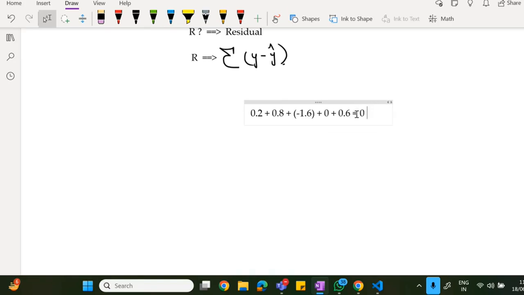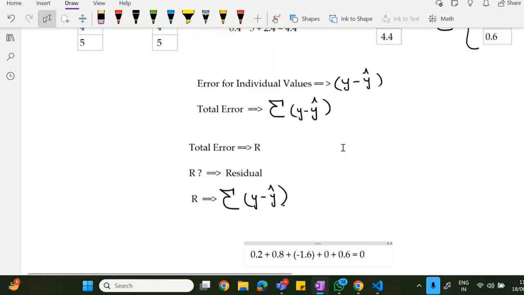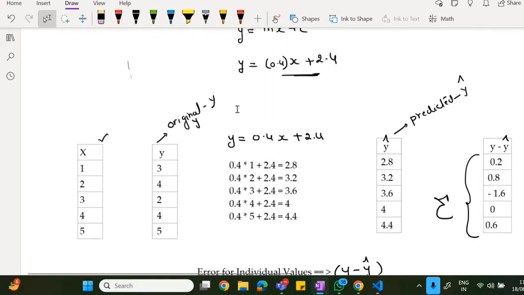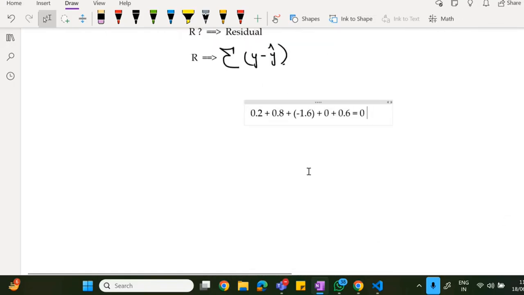That means there is no error at all. There is no error in this. This is perfect. When I give 1, I get 1, but here I have 2.8. And when I give 2, I have to get 4 if there's no error, but I got 3.2. There is an error. And here when I give 3, I should get 2, I got 3.6. Again there is an error. But here it is showing that there is no error at all in your model.